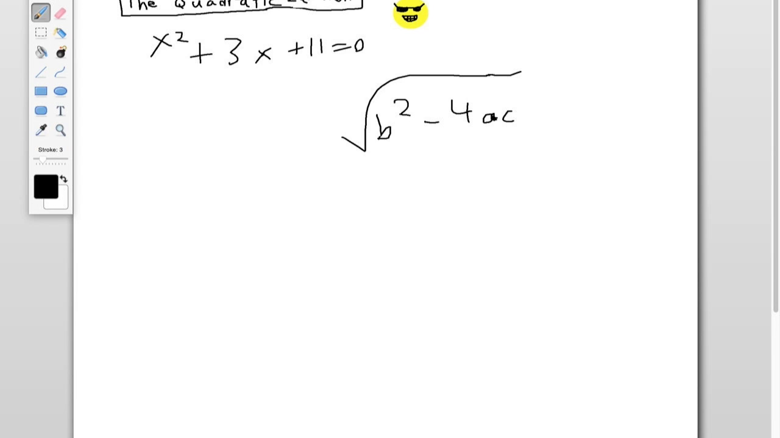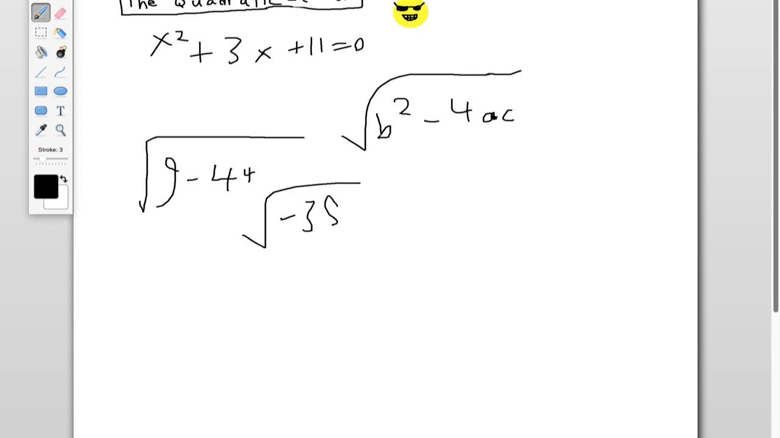So if we have b squared, it's going to be the square root of 9, and then minus 4 times 11, which is negative 44. And that's obviously going to be another negative number.